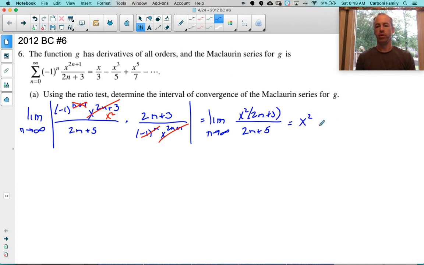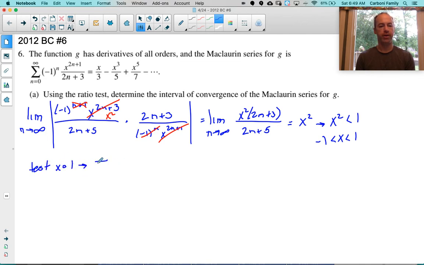And your ratio test shows convergence when the answer to the limit is less than 1, and x squared will be less than 1 when x is between -1 and 1. So our radius of convergence is going to be 1. However, for the interval, we need to test the endpoints. So now I'm going to test x equals 1.